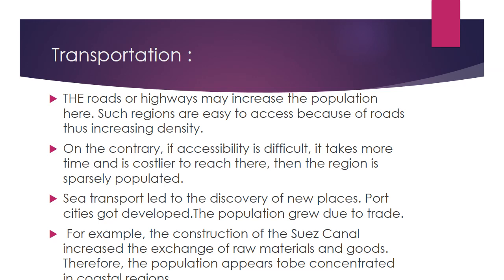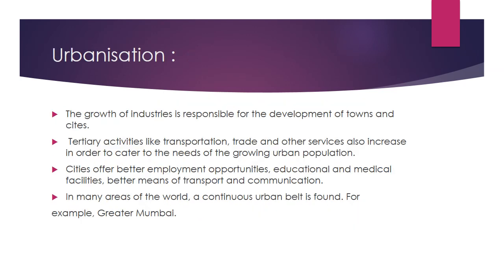For example, the construction of the Suez Canal has increased the exchange of raw materials and goods. Therefore, the population appears to be concentrated in coastal areas. So they have given you the example of the Suez Canal, where the exchange of raw materials and goods is done only because of that canal. Large areas from different countries are being connected, and they are trading through the Suez Canal, which makes it easy to transport raw materials and goods, and because of that, the population is highly concentrated in that particular area.